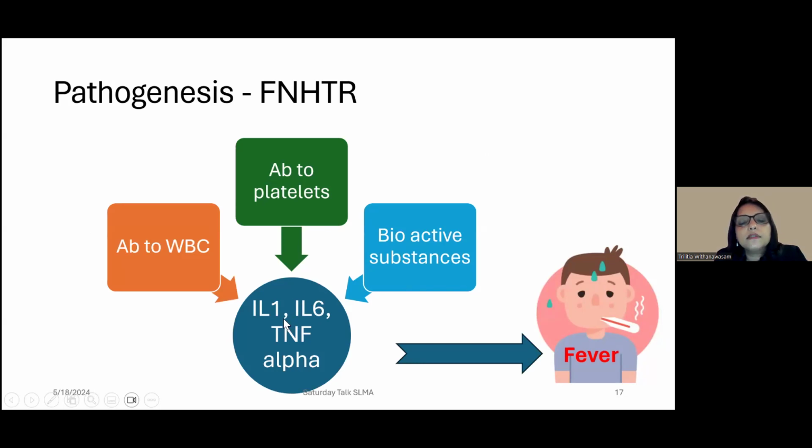So how these factors are generated is from antibodies to the white blood cells, antibodies to the platelets, and bioactive substances. During storage, many things happen. You may not be knowing, I also may not be knowing 100%. Actually, many things happen to the pack inside. So when we are giving transfusions, we have to keep all these in mind. In any case, these can be expected.